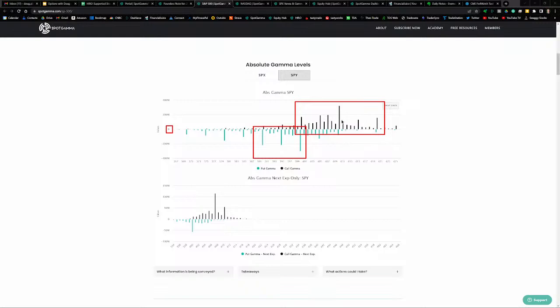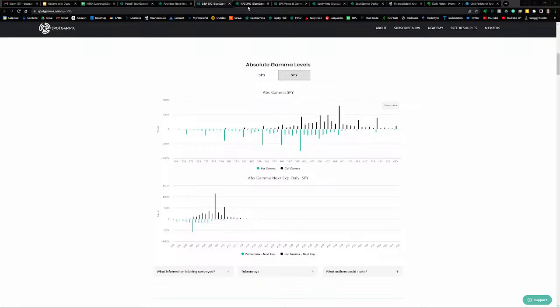So notice again, there's the 400 level. 390 is the put wall. And 410 is pretty obviously the call wall. And notice there has been some build in call gamma at the 420 level. So a lot of positive call gamma above 400 and negative put gamma below 400.